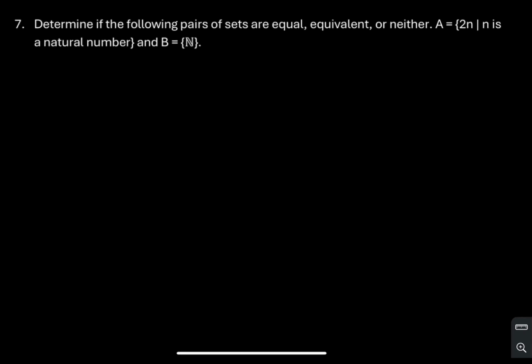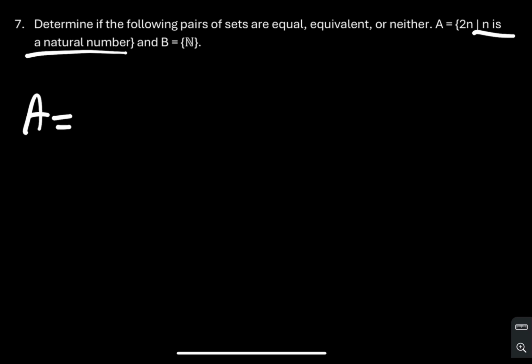So for the seventh problem, it says determine if the following pairs of sets are equal, equivalent, or neither. So we have set A, and then we have our variable, which is going to represent each element in our set. And then we have our condition. N is a natural number. So a natural number is a number like 1, 2, 6, a million, 2 billion, and then all the way to infinity. It keeps growing on forever. And then we have set B, where this special n just represents natural numbers. So you may be quick to say that these two sets are equal because they have natural numbers in them. However, that's not the case.